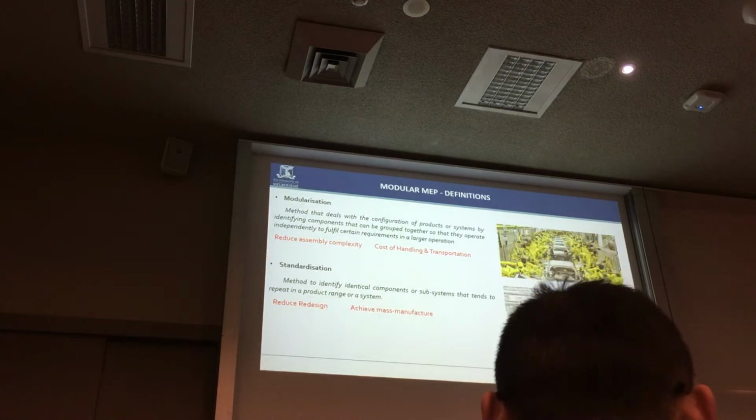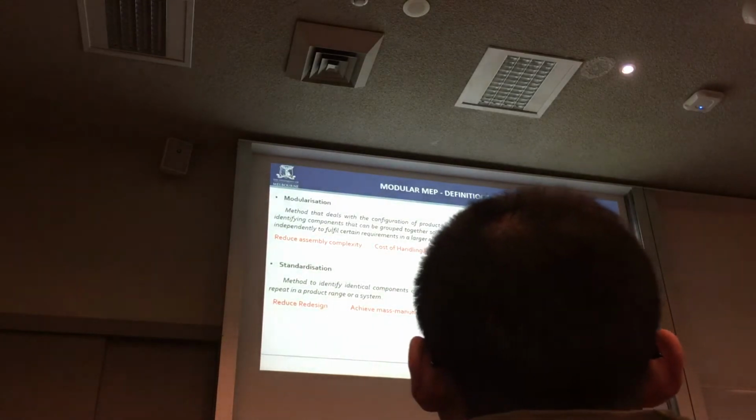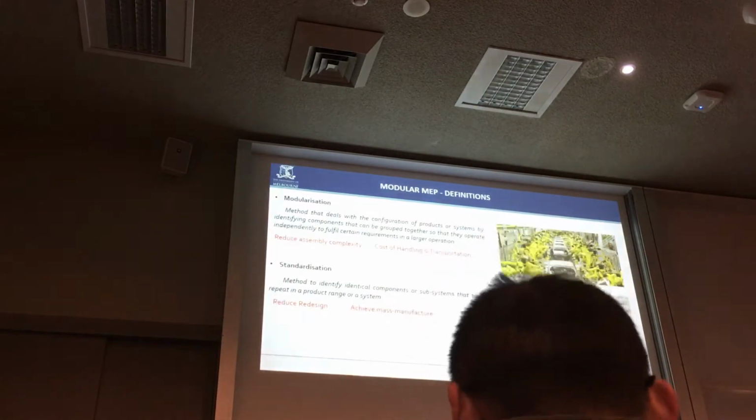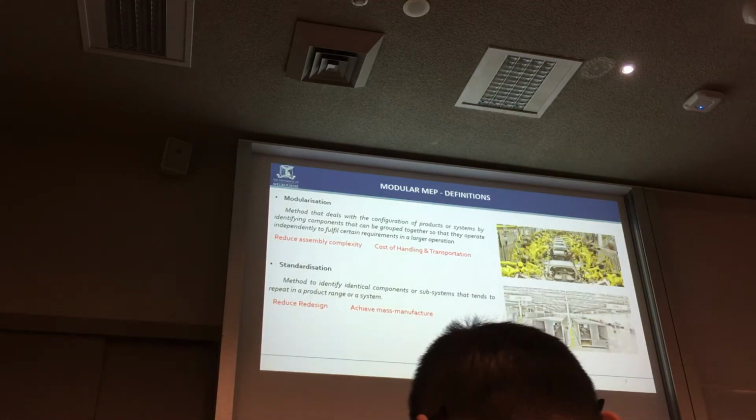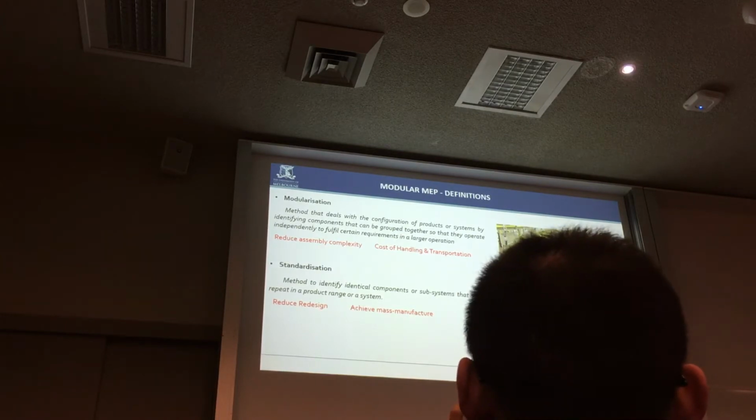The concept of modular originates from the manufacturing industry, mostly the automobile and aerospace industries. The 2 methods used in modular construction or modular design are modularization and standardization. It is important to identify the difference between those 2 concepts when applied to the construction industry. Modularization is a method generally used to group components so that they can fulfill a certain requirement in a large operation, whereas standardization is an identification of identical components that tend to repeat in a product range or a system.